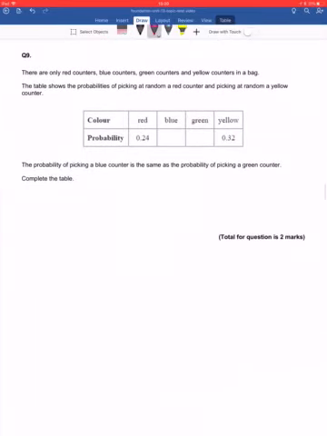Next question. There are only red counters, blue counters, green counters and yellow in a bag. The table shows the probability of picking at random a red and picking a yellow. The probability of picking a blue counter is the same as the probability of picking a green counter. Remember, they've got to add up to 1. So I've got 0.24 plus 0.32.